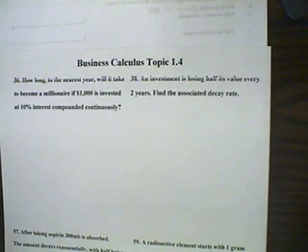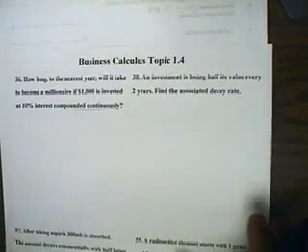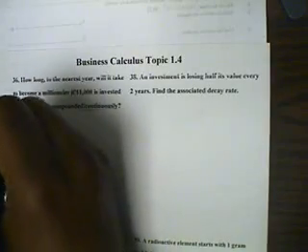Business Cal, topic 1.4, number 36. How long to the nearest year will it take to become a millionaire if $1,000 is invested at 10% interest compounded continuously? Alright, if something's compounded continuously, we use the compounded continuously formula.